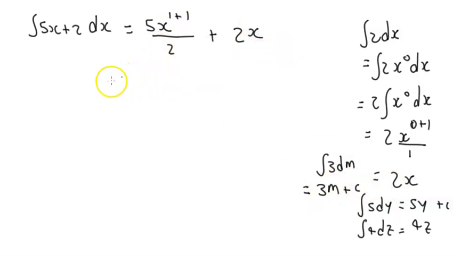Okay. The final answer will be 5 over 2 x to the power of 2. 1 plus 1 is 2, plus 2x plus c. We don't forget c because this is an indefinite integral.